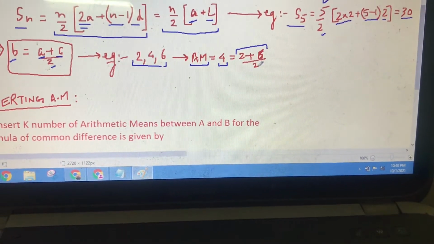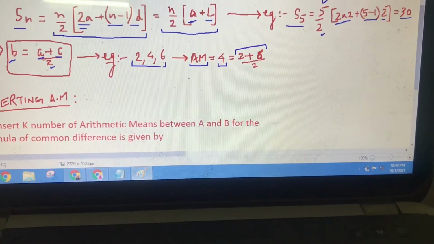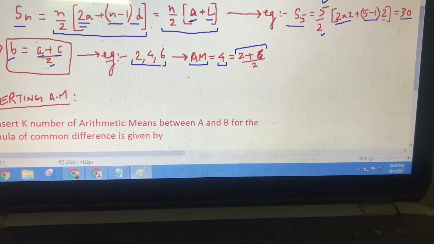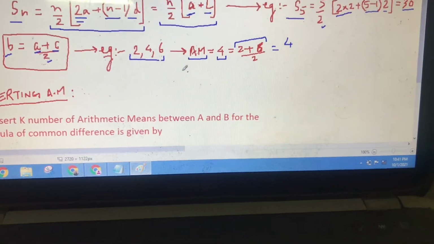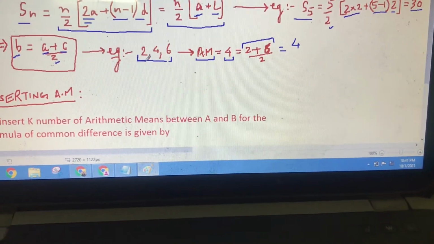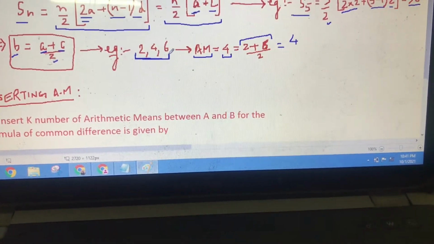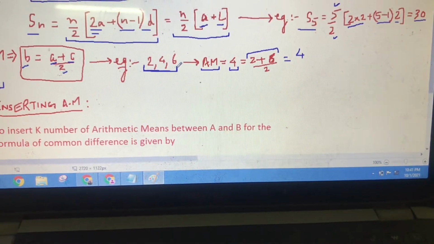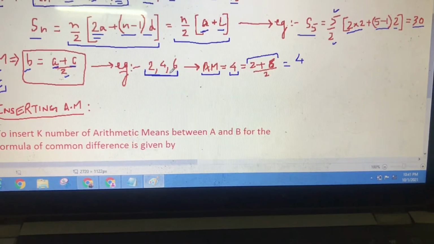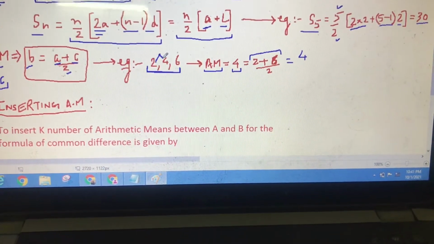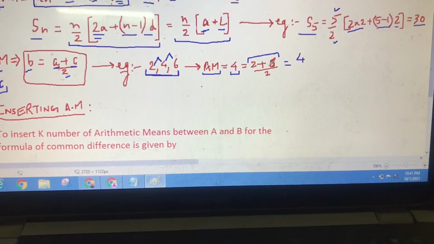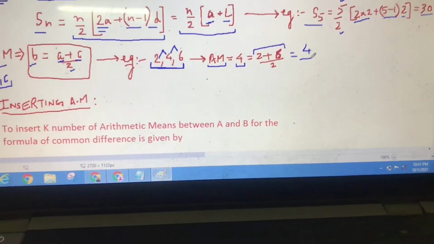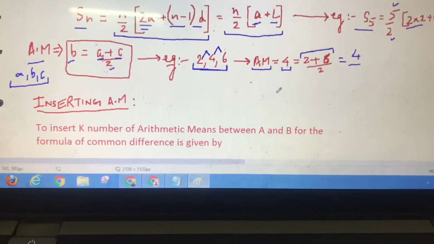2 plus 6 divided by 2. Okay, so 2 plus 6 divided by 2 is equal to 8 by 2, which is 4. Understood? So the 3 terms given to us should be in arithmetic progression. 2, 4, 6. 2, 4, 8 are not in arithmetic progression because the difference here is 2, here also the difference has to be 2. So 2, 4, 6. The arithmetic mean is 4, which is equal to 2 plus 6 upon 2, which is 4. Proven.